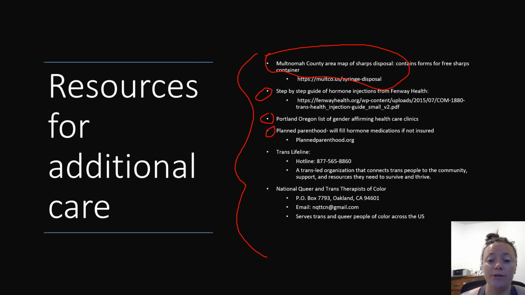I do know Planned Parenthood, if you do not have insurance and are needing your hormone medications, Planned Parenthood will refill your hormone medications if you do not have health insurance. So never feel like you don't have access to your medications. There's also a trans lifeline here just in case you need any kind of support or resources, any kind of mental health stuff. And then we also have the National Queer and Trans Therapists of Color. This is their email, and they have a PO box, but they help service trans and queer people of color across the United States, just in case you need someone who is more ethnically orientated to you.